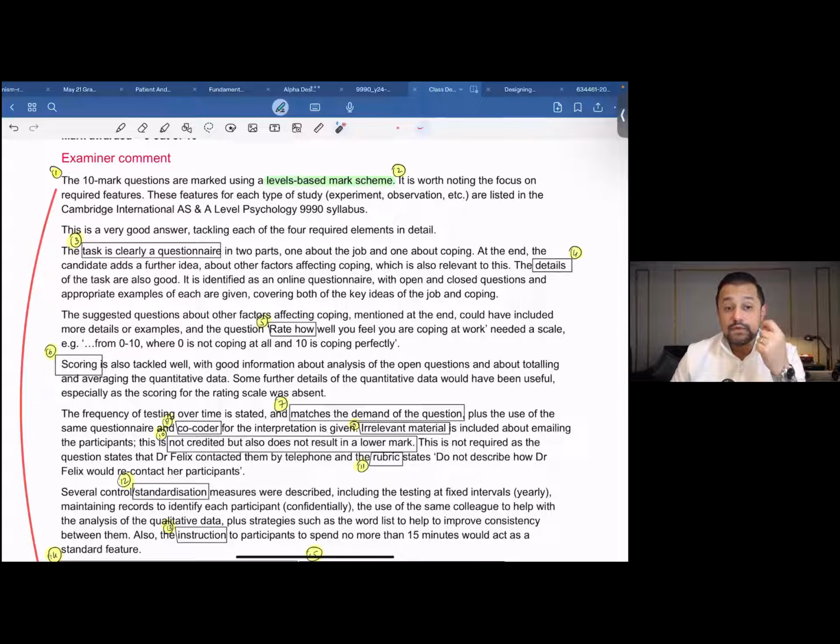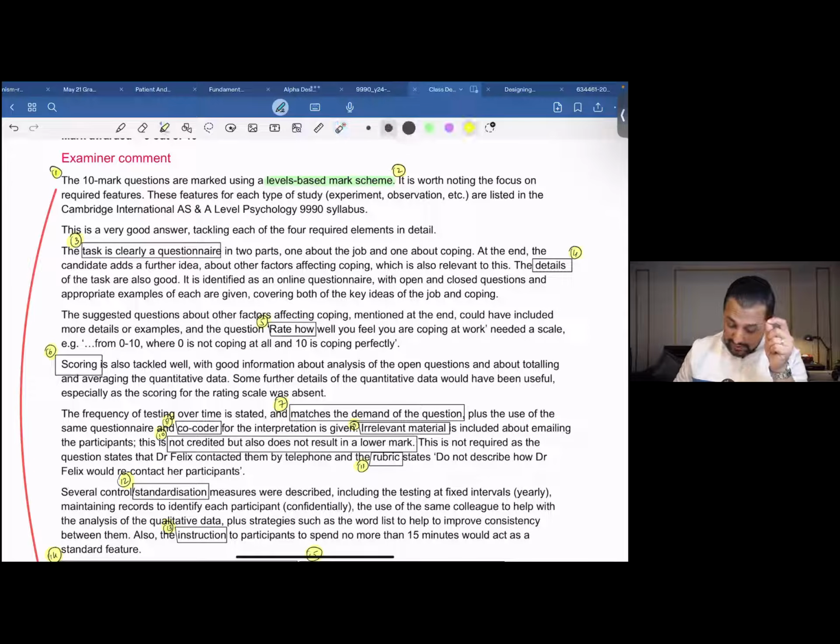So the third point over here: the task is clearly a questionnaire. The task, or the testing measure, or the data collection technique used by this particular student, is very clearly a questionnaire, in 2 parts, one about the job and one about coping. At the end, the candidate adds a further idea about other factors about coping, which is also relevant. The details of the task are also good. It is identified as an online questionnaire with open and closed questions, and appropriate examples of each are given.